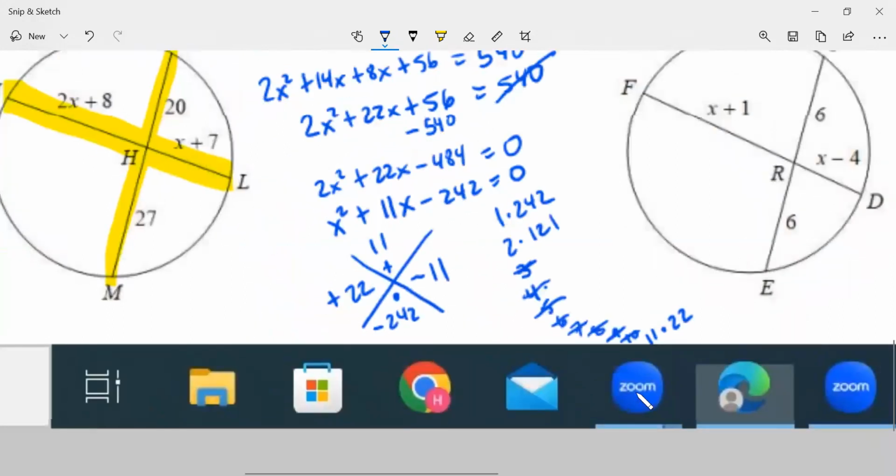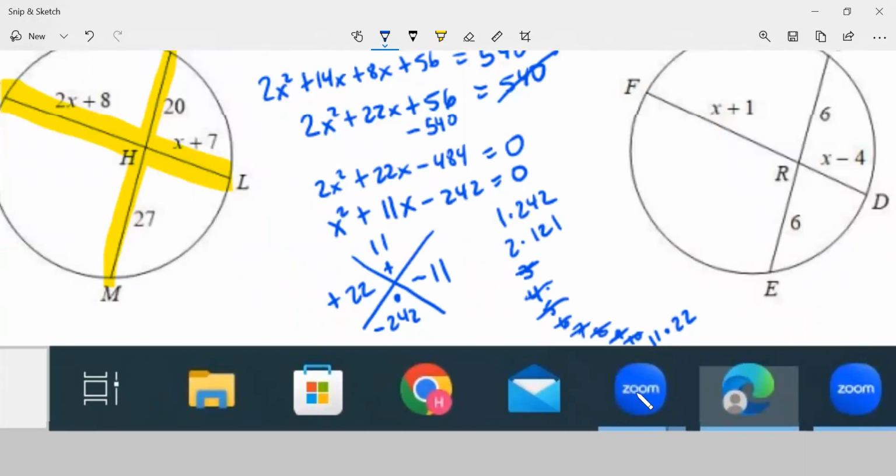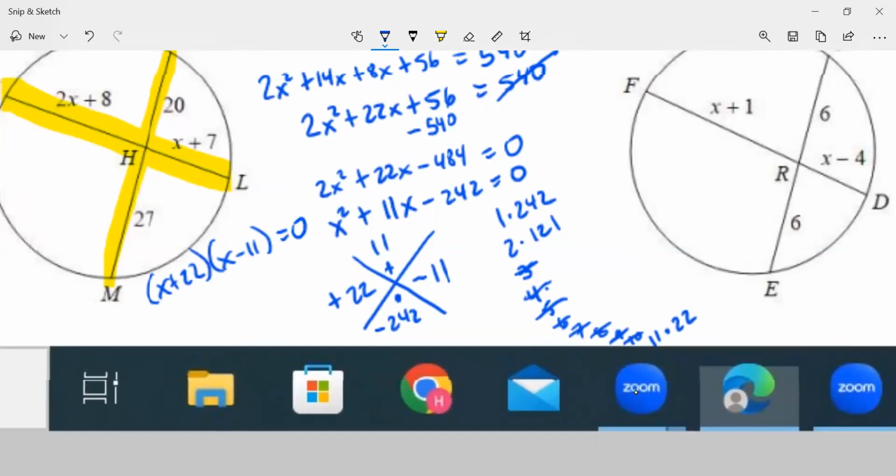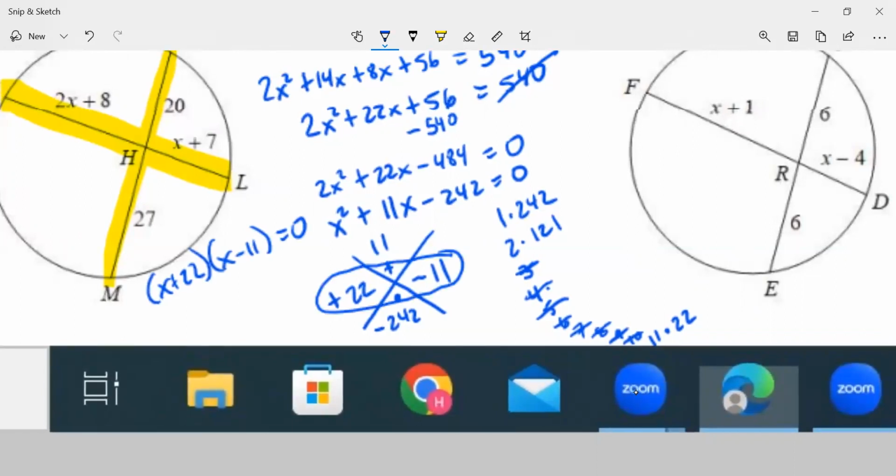But I remember what we used to do here. We will split this as x plus 22 times x minus 11 is equal to 0. You can see where I got the plus 22 and the minus 11. The way we solved this was to let each of my parentheses equal 0. My Algebra 1 teacher called it the zero product property. When I'm multiplying two things and my result is equal to 0, one or the other or both of my factors are equal to 0.